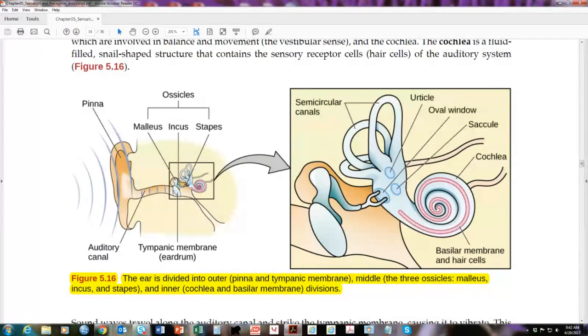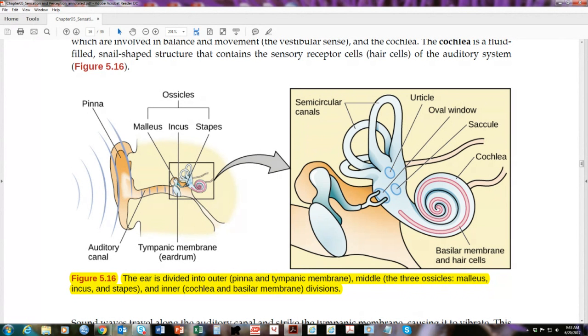So this mechanical energy stimulates a little opening called the oval window. And the opening is in a fluid-filled structure called the cochlea. So the cochlea is filled with fluid, and it contains a membrane called the basilar membrane. And on the basilar membrane are little cells called hair cells. And so when you have stimulation on the oval window, it's essentially causing a little pressure front in the fluid inside the cochlea, which then deflects the hair cells on the basilar membrane back and forth, depending on the frequency of the sound.